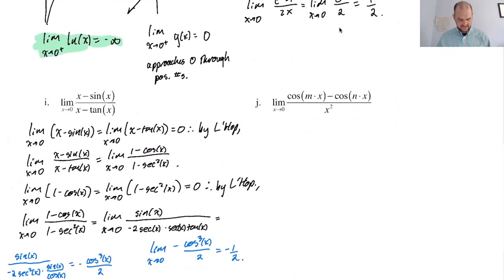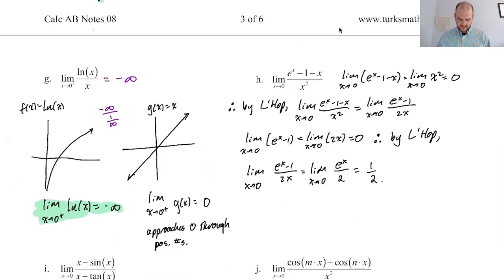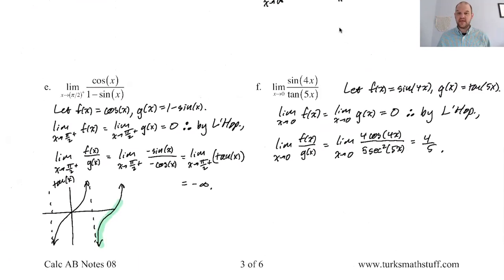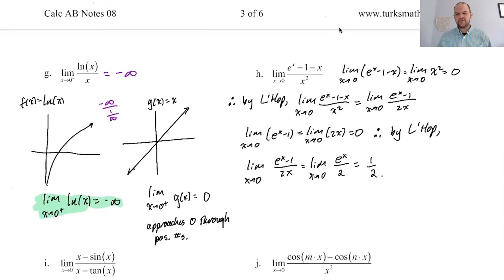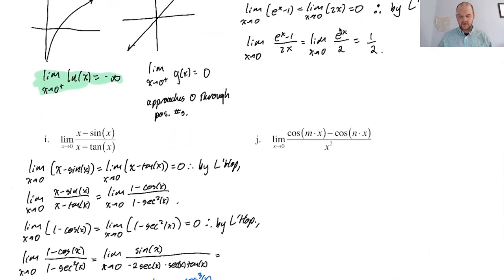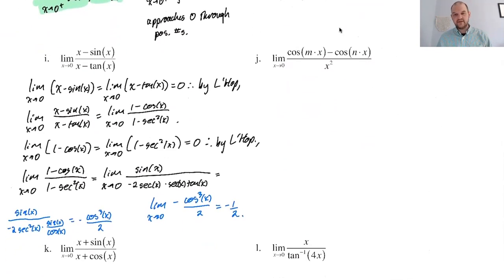Why are we on J? Oh, look, I labeled them across pages. That's unusual for me. It's actually pretty unusual for me to label any problem. I usually just write problem and then do it.